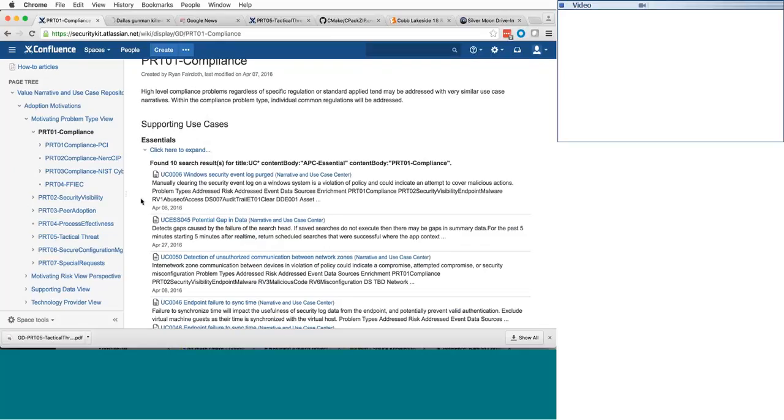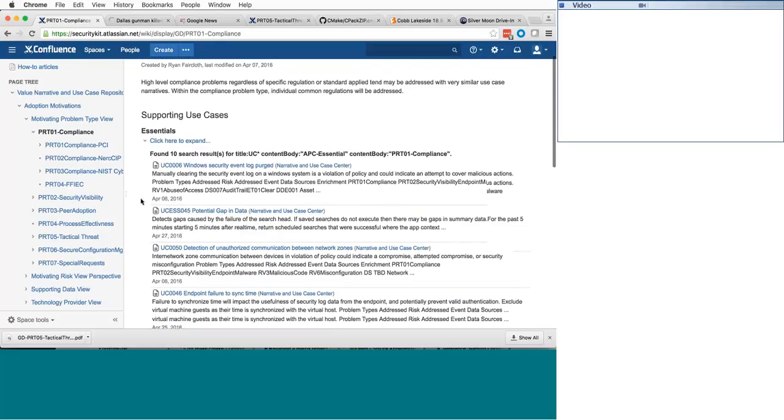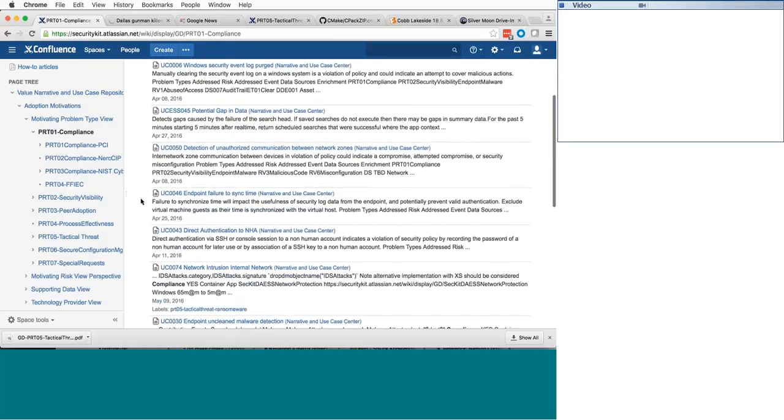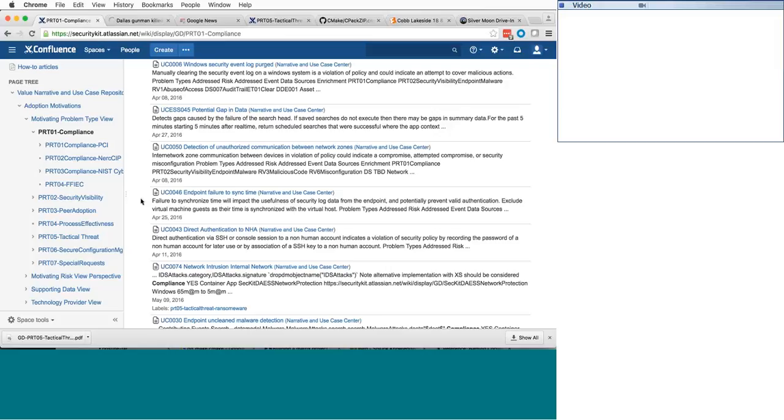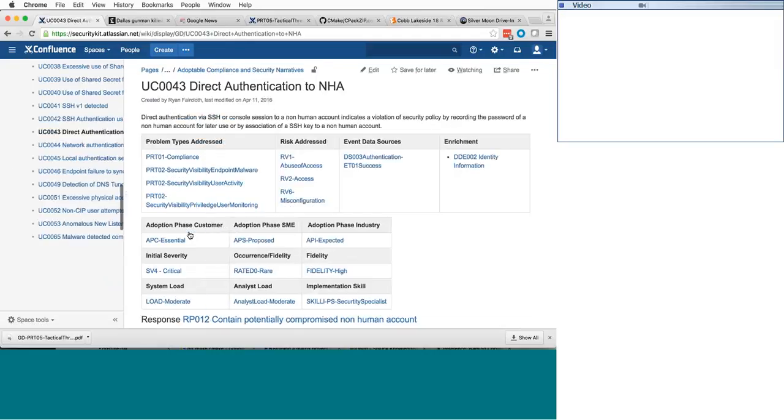So, for example, a demonstration of progress in compliance to privileged activity monitoring is looking at something like use case 43, direct access to a non-human account. An NHA, a non-human account, is any type of account that a human is not accountable for. So service process, batch process, FTP, file transfer type things.